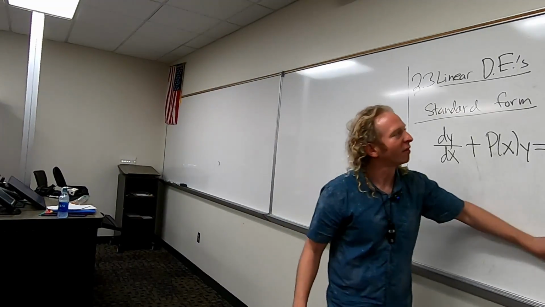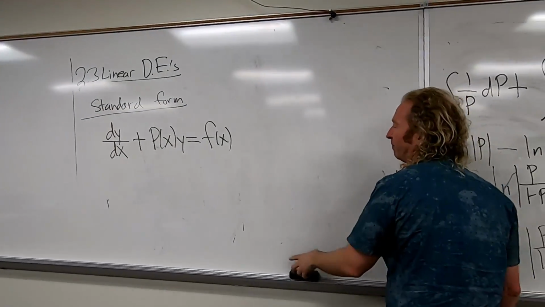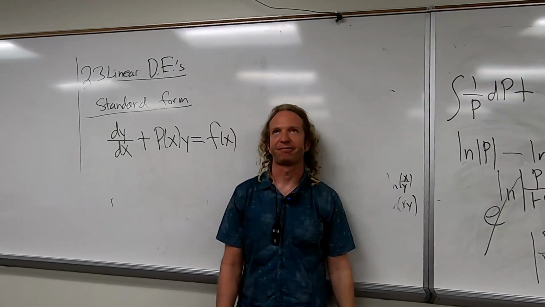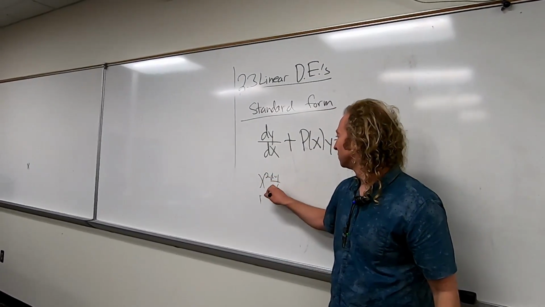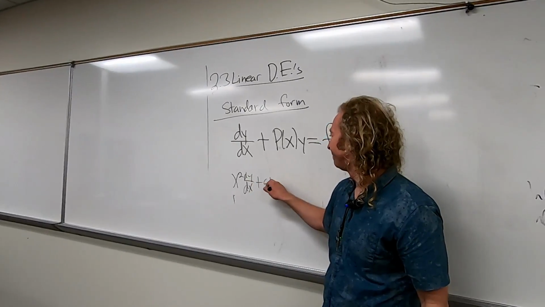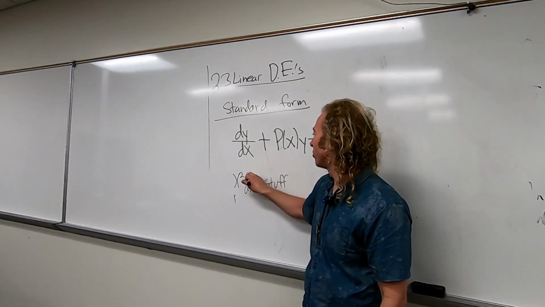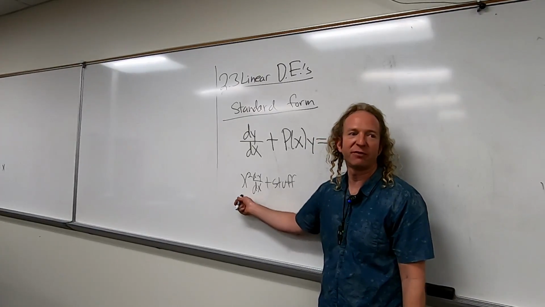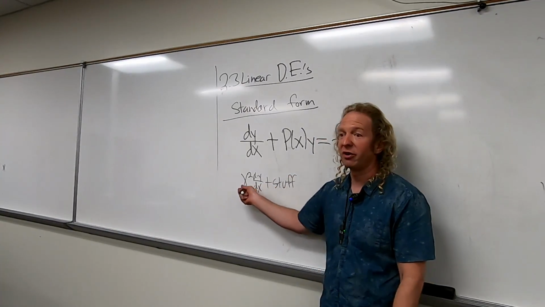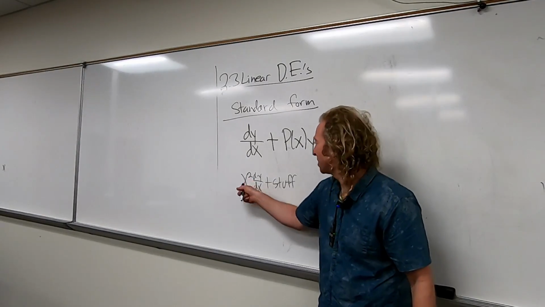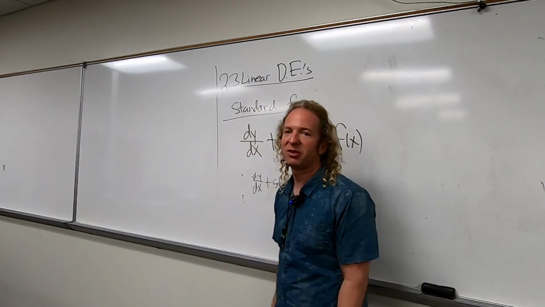Basically, if you have something like x squared dy/dx plus some stuff, what do you have to do to put it in standard form? What do you have to divide by? X squared. So you have to divide by x squared here. You've got to make this a 1, right? So this has to be a 1. That's basically what I mean by standard. So just make that a 1.